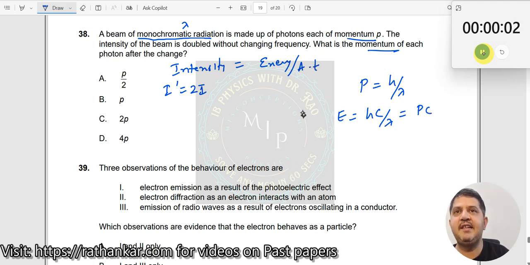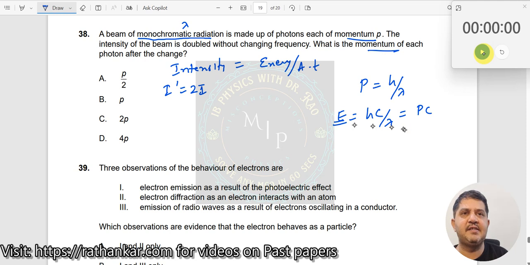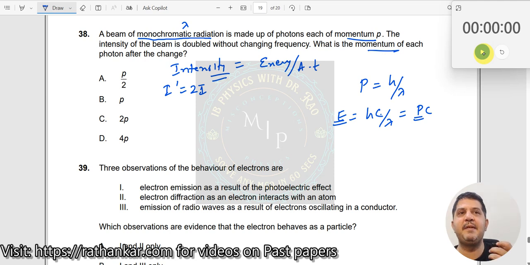Now what does he say? He says that the frequency is not changed, which means energy remains the same. If energy remains the same, then C remains the same, H remains the same, and lambda is once again the same, you are not changing the wavelength, then P should also remain the same, right? P should not change.